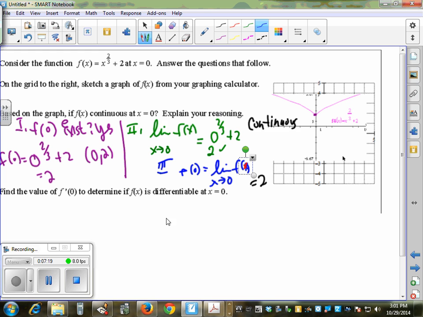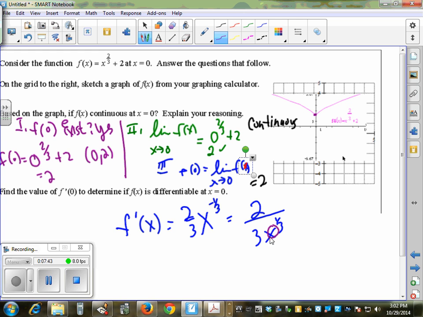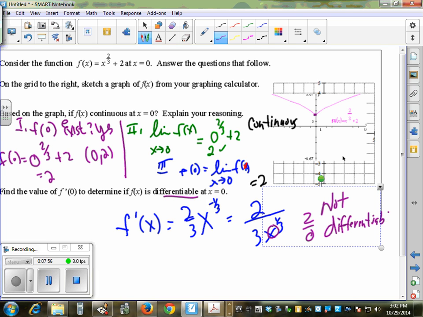Let's check the derivative now. That'll be 2/3 x to the negative 1/3. All right, and when we do that, we plug in a 0 here. That's going to make it not exist. Therefore, it is not differentiable at that point.